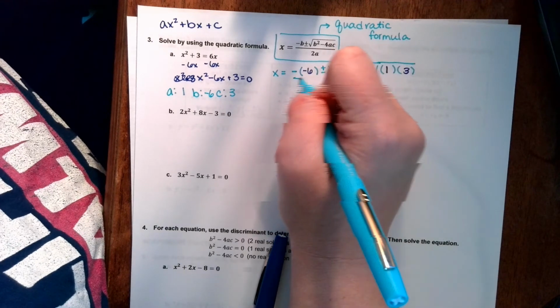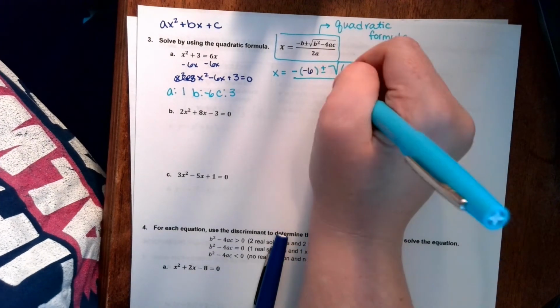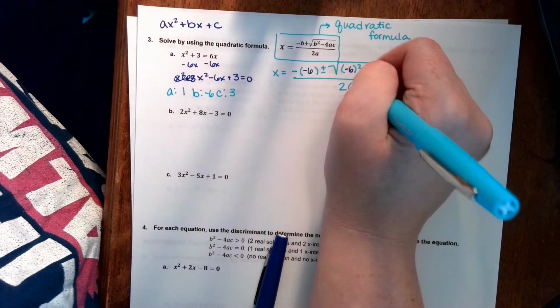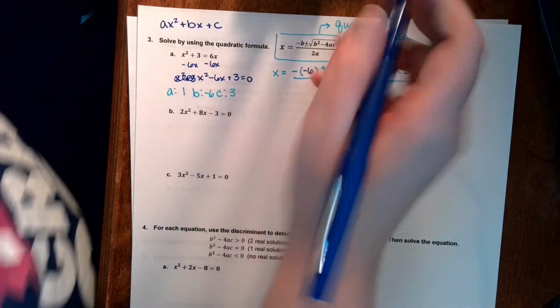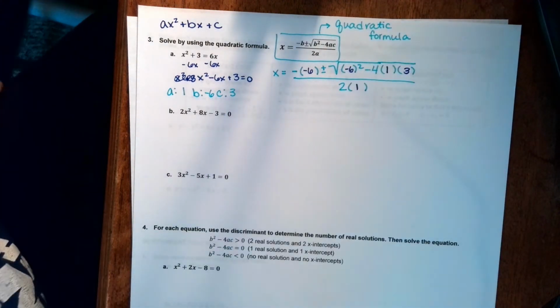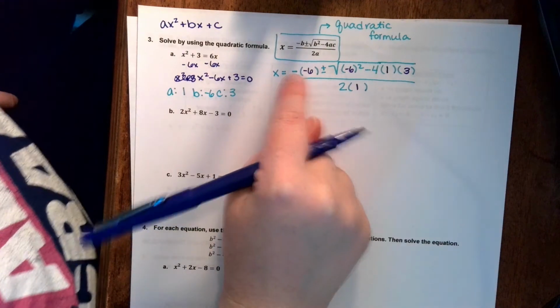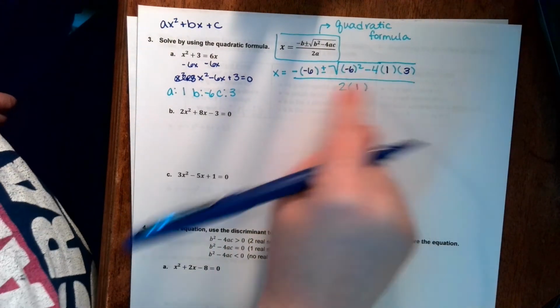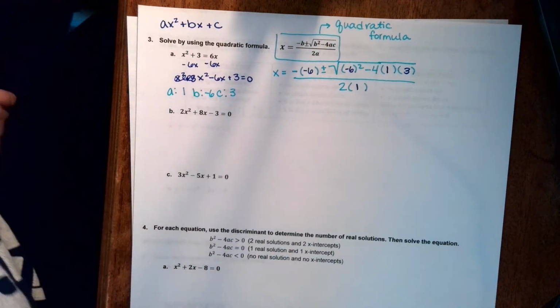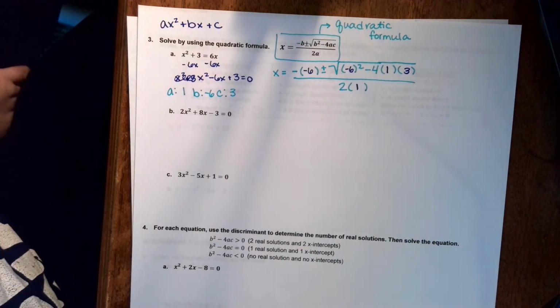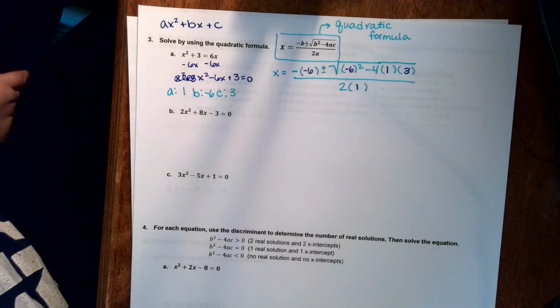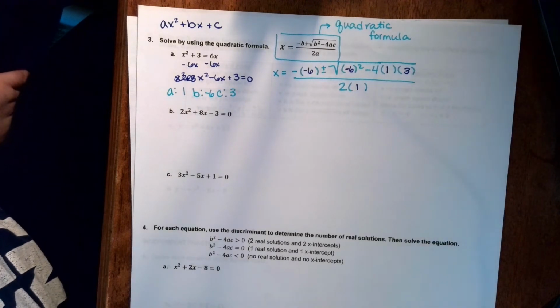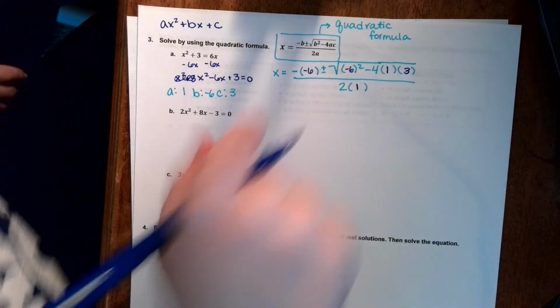And all of this is over 2 times a. And a is 1. Okay, I'm just going to double check. Negative b plus or minus the square root of b squared minus 4ac all over 2a. Okay, so then we just start simplifying. I go from left to right, and just simplify pieces as I can.